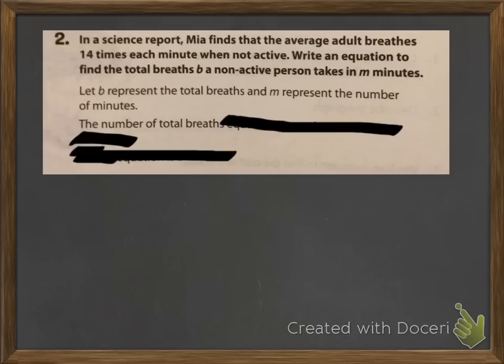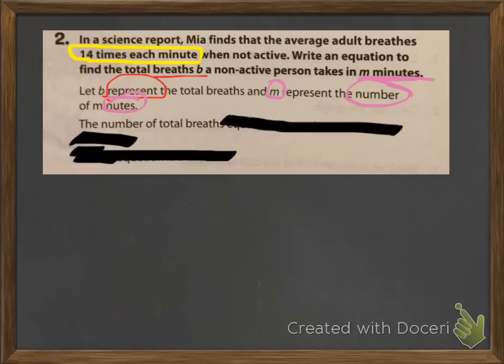All right, in example number 2, it says, in a science report, Mia finds the average adult breathes 14 times each minute. There's that word each again, when not active. Write an equation to find the total breaths, B, a non-active person takes in M minutes. So they've actually already given you B and M. So in words, they want you to say, let B represent total breaths, and let M represent the number of minutes. So I've used the pink to show you that.